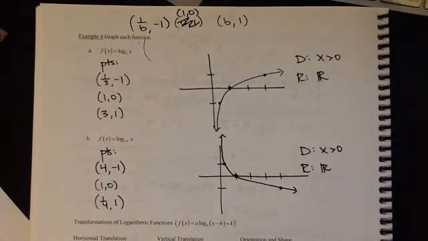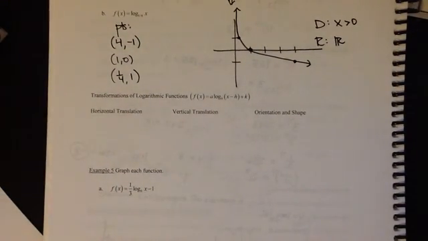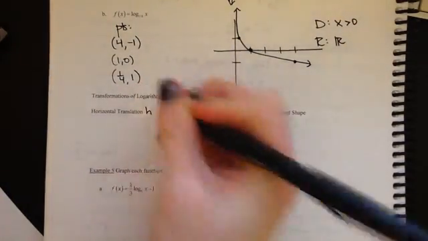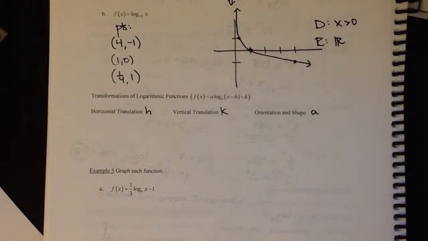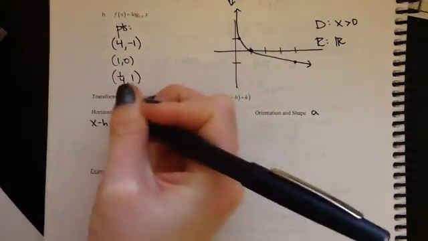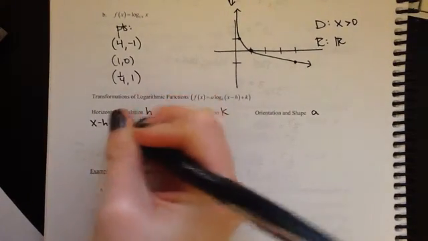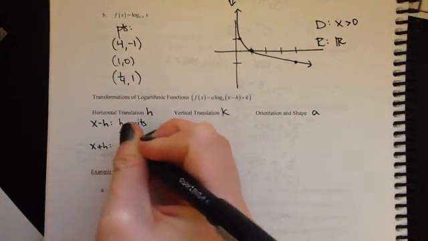Okay, so let's write down these transformations. Very similar transformations to what we've seen with parabolas, square roots, the exponential functions. And we've got still a, h, and k. We're using the same letters. Horizontal translation is represented by h, vertical is represented by k, and the orientation and shape, that's affected by the a. So our horizontal translation, remember what that does is it will move left or right. So if I have an x minus h, remember it's counterintuitive, that will move h units to the right. And if I have x plus h, it will move h units left.